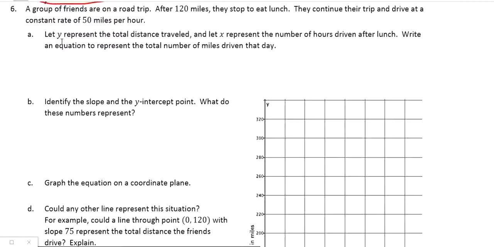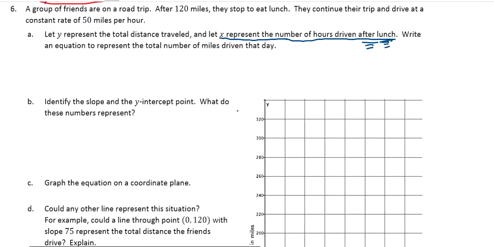Part A says let y represent the total distance traveled and let x represent the number of hours driven after lunch. Write an equation to represent the total number of miles driven that day. Something to point out: y represents the total distance traveled, so that's kind of normal. X might be a little confusing if you read it too quick. X doesn't just represent the number of hours driven. It's specifically the hours driven after lunch.